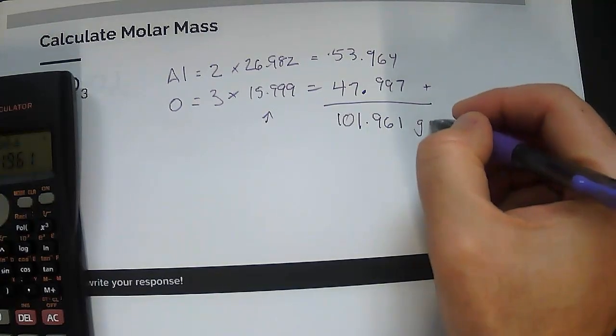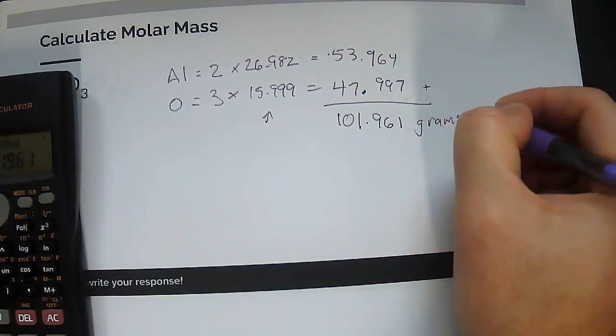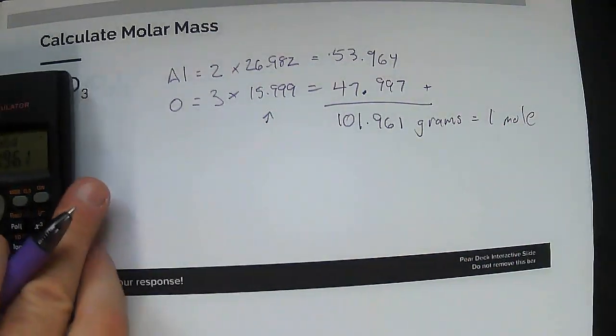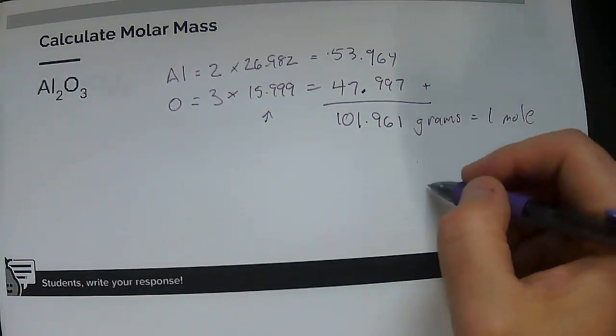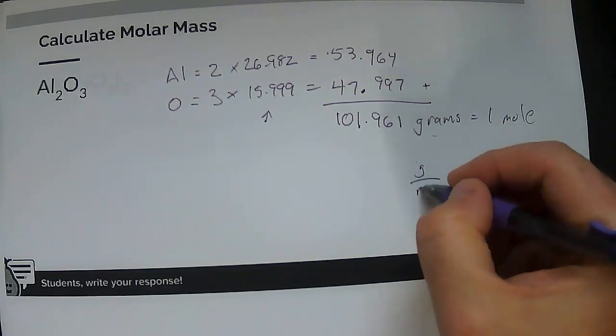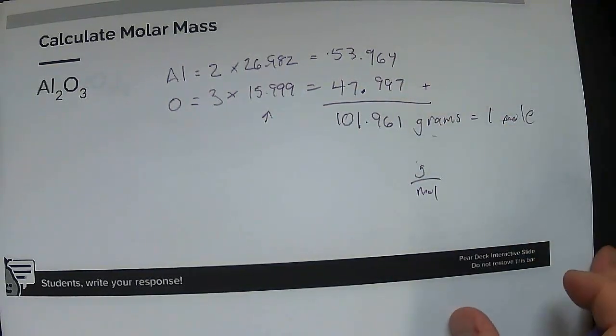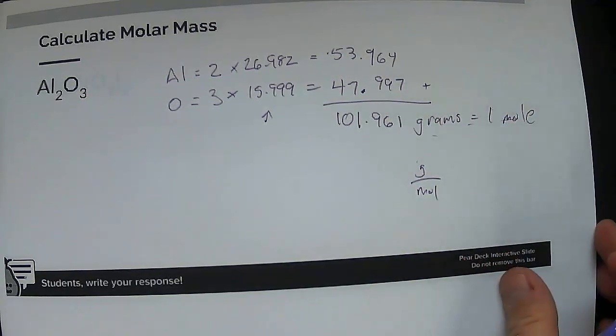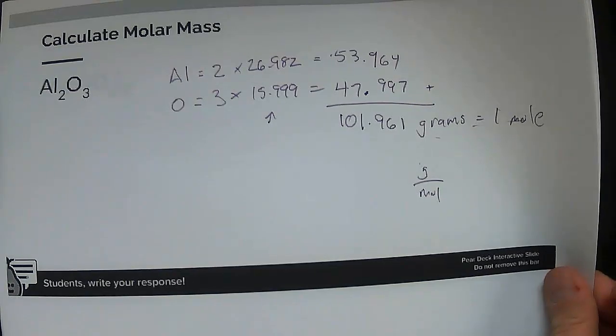Now the important thing is to make sure that we have the right units on this. This many grams equals 1 mole. That's what it is. We can rewrite that if we want to as grams per mole, but for now we're going to use this because I think that this is going to help us do the next section.